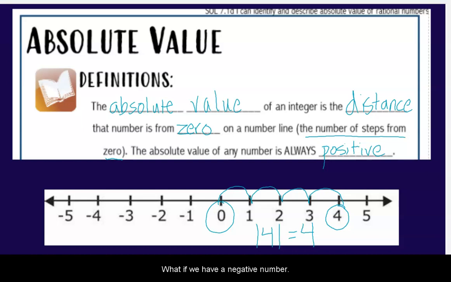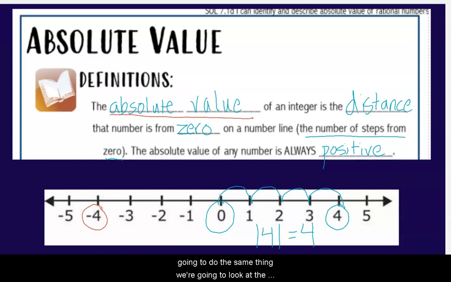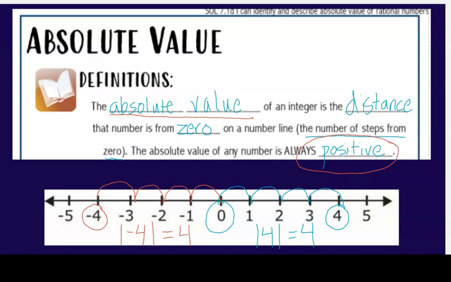Now what if we have a negative number? Let's instead look at negative 4. If we want to find the absolute value of negative 4, we're going to do the same thing. We're going to look at the distance the number is from 0. It's 1, 2, 3, 4 spaces from 0. So the absolute value of negative 4 is also 4. Because the absolute value of any number, just like we have in our definition, is always going to be positive.